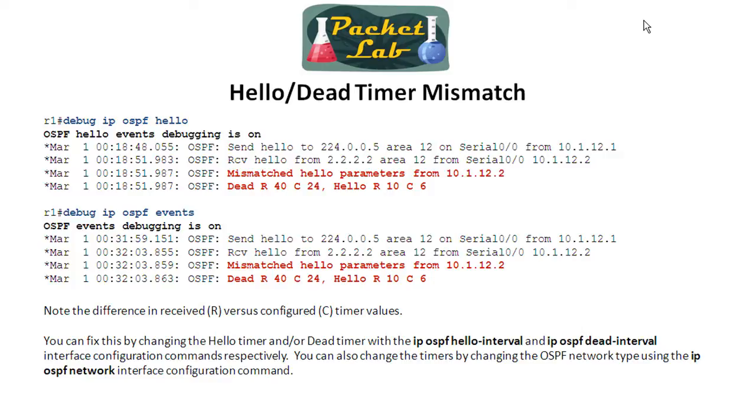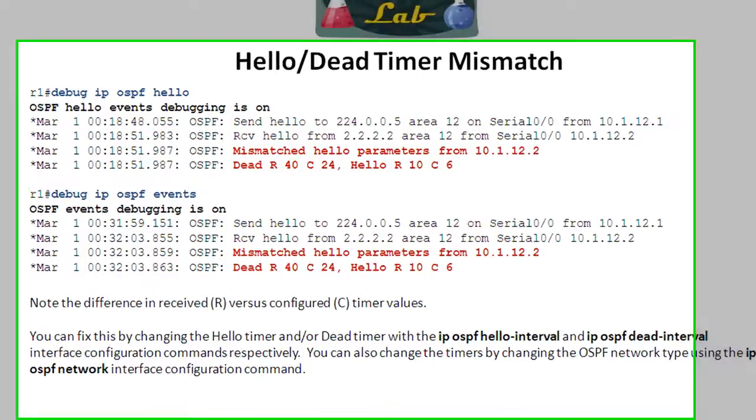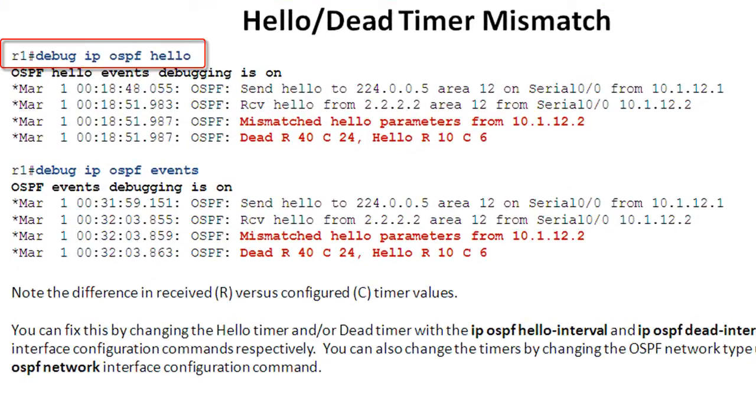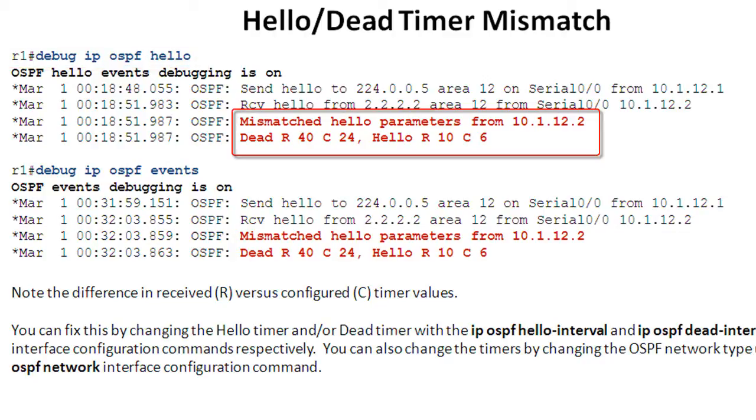If you need to, you can also do debugging here. In this case, we're going to take a look at the debug ip ospf hello. That's because those timers are carried in the hellos, and you can see here that we turned it on R1, and we see, oh, mismatched hello parameters. Okay. And it says dead R 40, C 24, hello R 10, C 6. Okay, what does that mean? It's actually pretty easy. R stands for received, and C stands for configured.